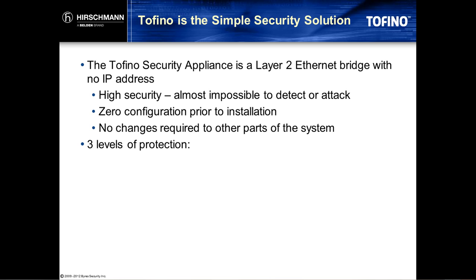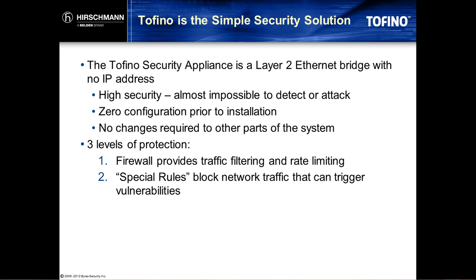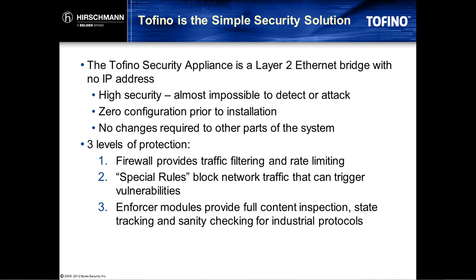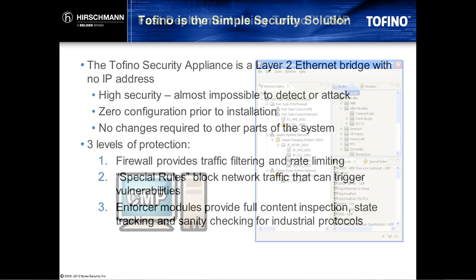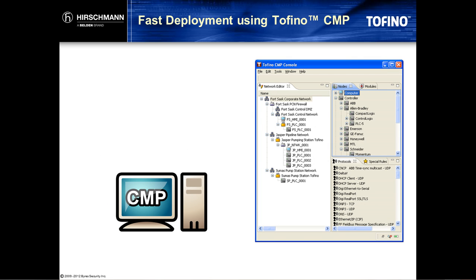After the device is added, we can connect to it with the CMP software, and we can use the various LSMs to provide firewall protection, including traffic filtering and rate limiting. We have a range of special rules that perform more in-depth traffic filtering. And we have a range of what we call enforcer modules, which provide content inspection for specific industrial protocols. Today we're going to just get into a basic session with the firewall.